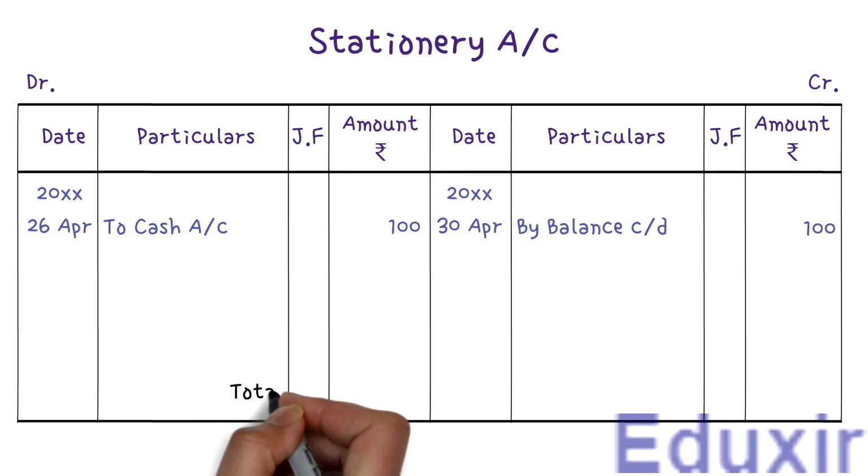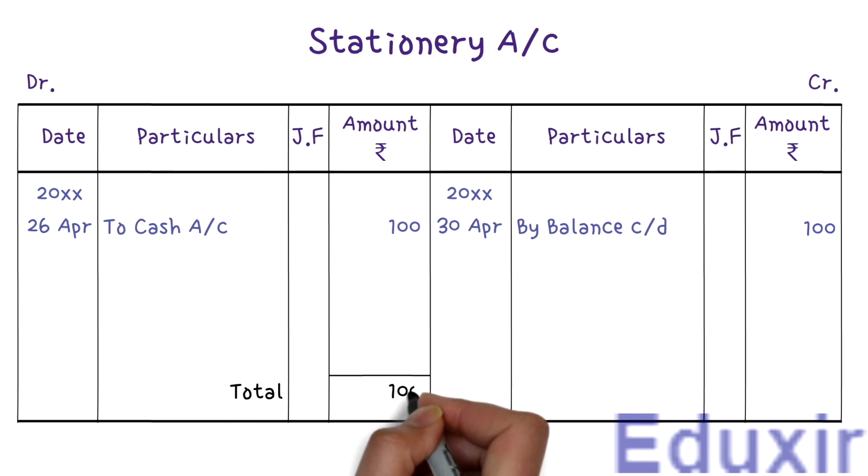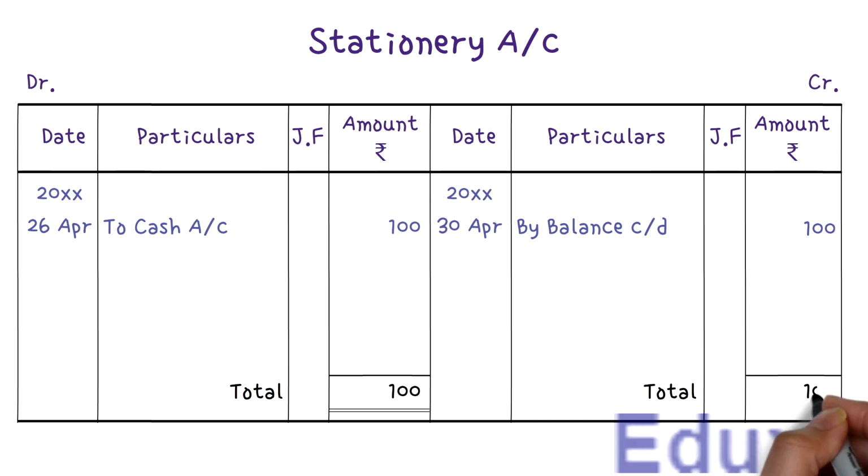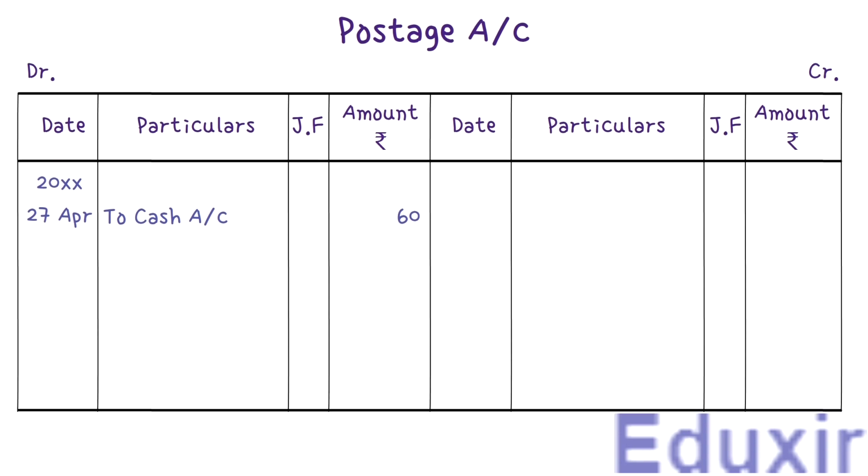Now the total on the debit side is 100 rupees. And the total on the credit side is 100 rupees. So now the stationery account is balanced. Let's now take up the postage account.